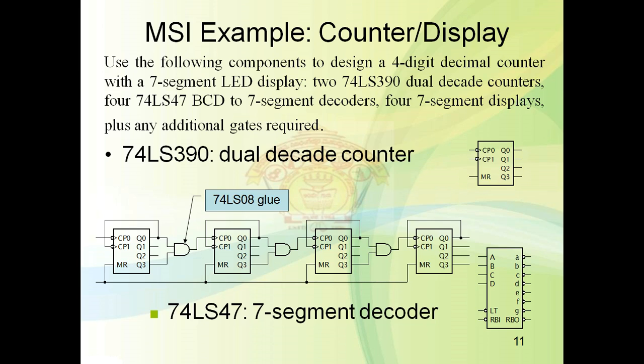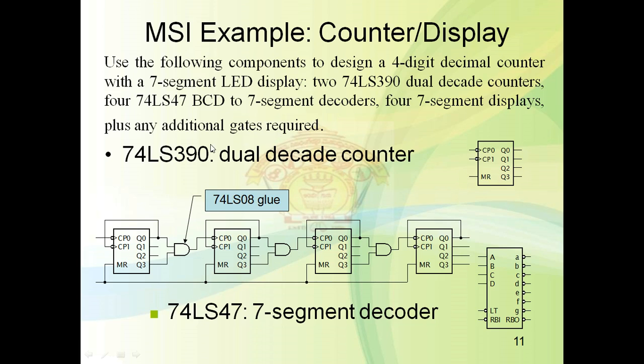It uses the following components to design a 4-digit decimal counter with a 7-segment LED display: two 74LS390 dual decade counters, four 74LS47 BCD to 7-segment decoders, four 7-segment displays, plus any additional gates required. With these available components, we have to design a 4-digit BCD counter display.